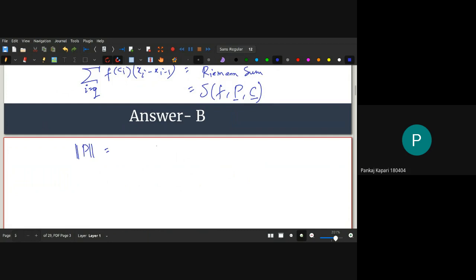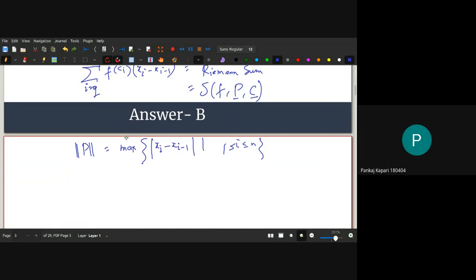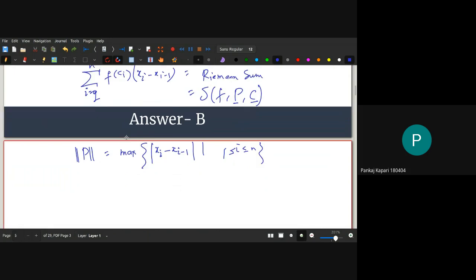There are a lot of subintervals in our partition, which we denote as [x_{i-1}, x_i], and the length of this subinterval is x_i minus x_{i-1}. Now we want to take the maximum length. The subintervals may not be of equal length, so some may be larger, some smaller, with i going from 1 to n. You take the max in this way, and we call it the norm of the partition.